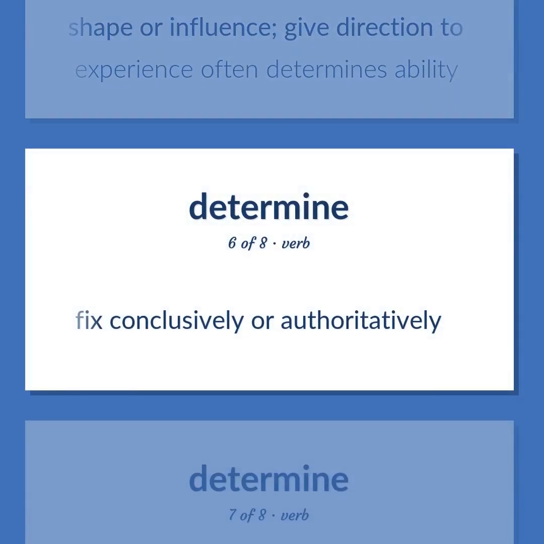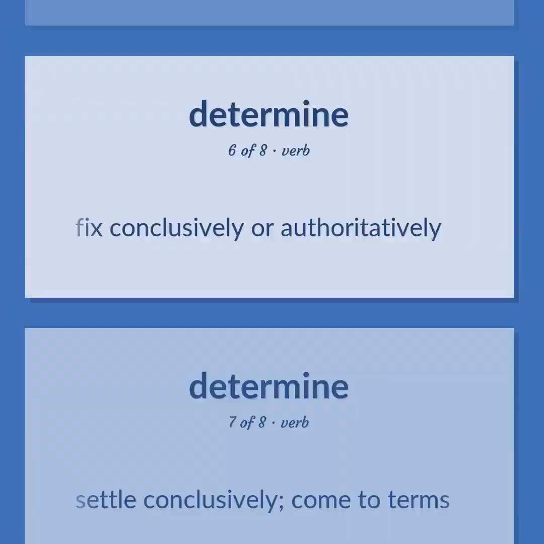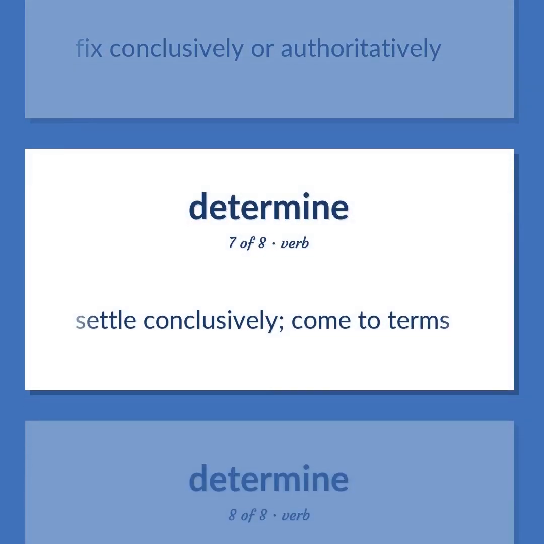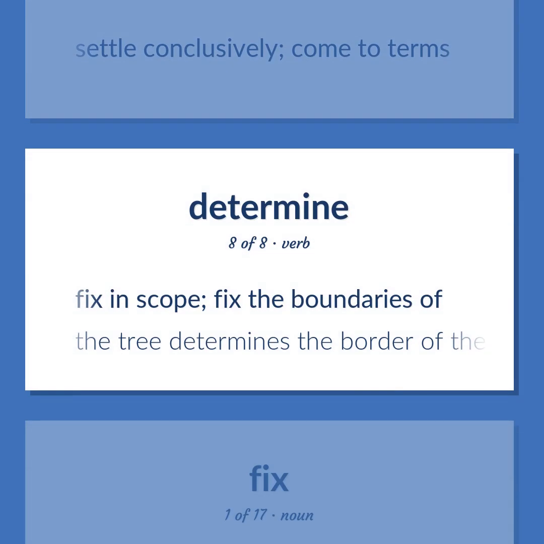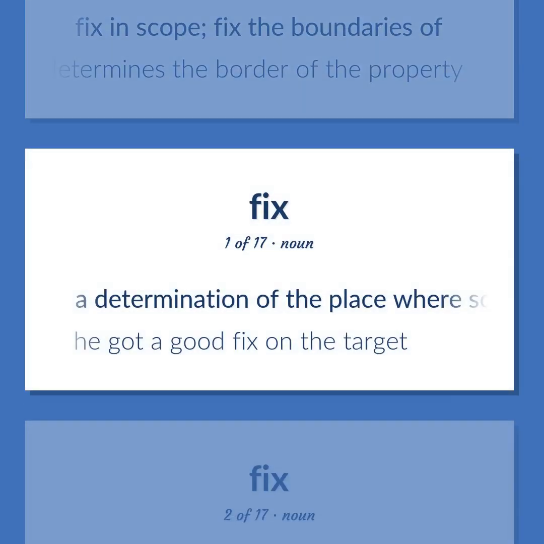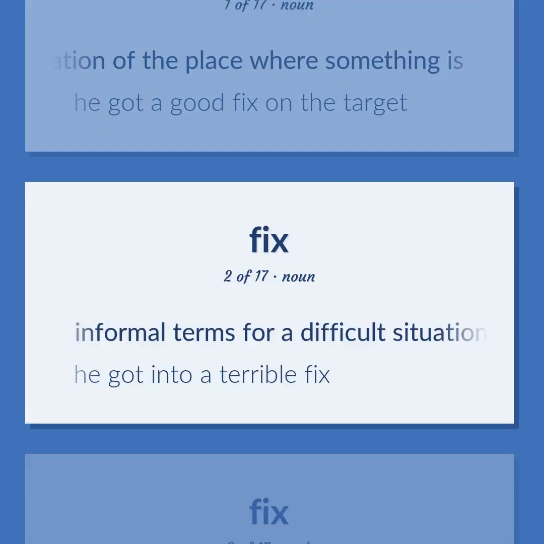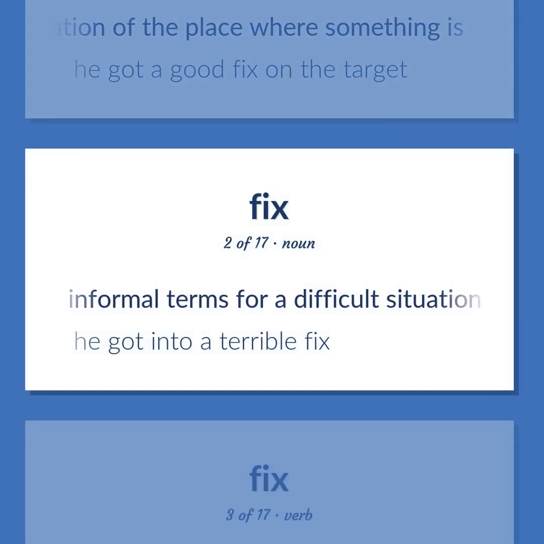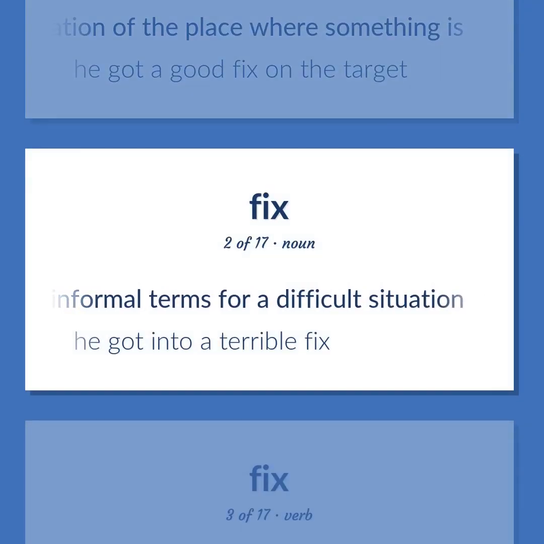Fix conclusively or authoritatively. Settle conclusively. Come to terms. Fix in scope. Fix the boundaries of. The tree determines the border of the property. A determination of the place where something is. He got a good fix on the target. Informal terms for a difficult situation. He got into a terrible fix.